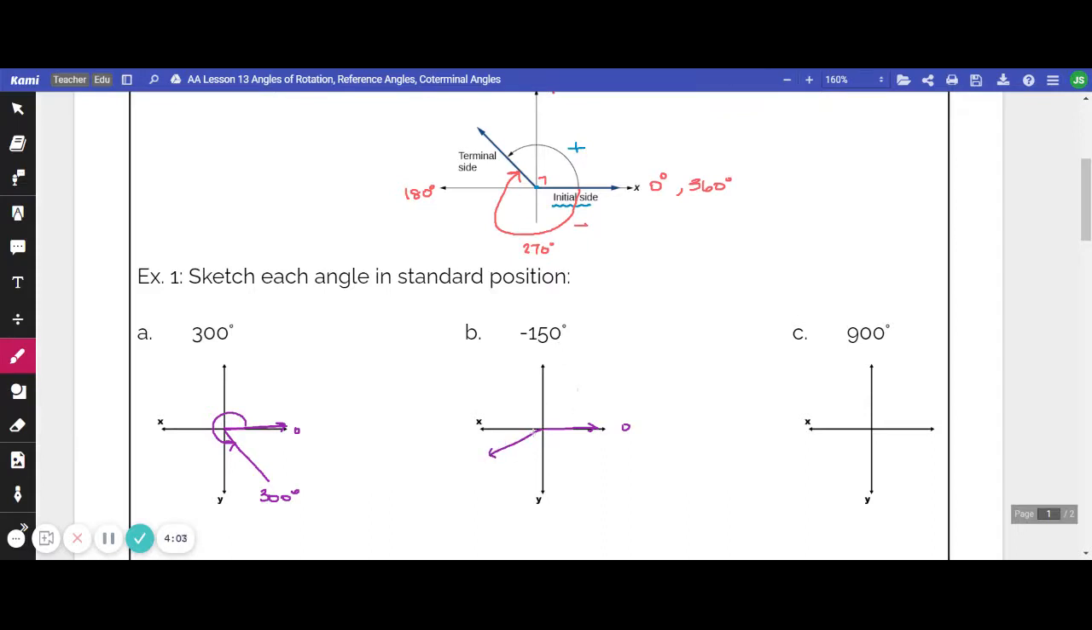And to show which angle, because if you just leave it on the graph like this, I don't know where you went, we're going to draw a little angle mark right there, this little circular line, to show that starting from 0, I went in the negative direction. And then I could label it negative 150.